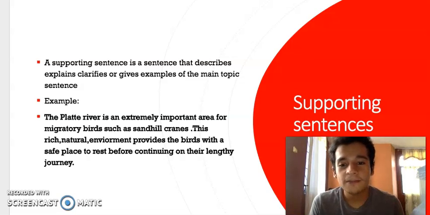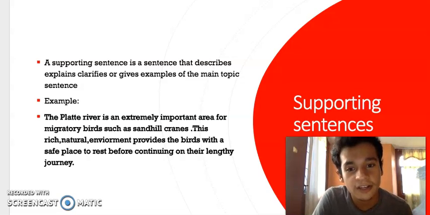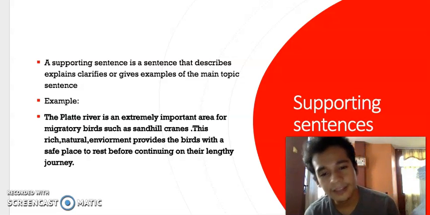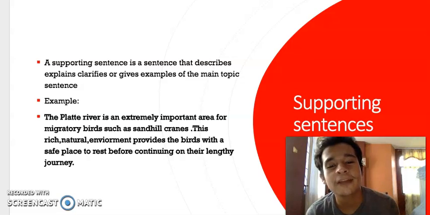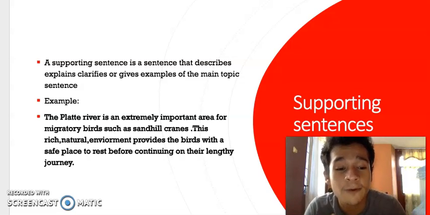We can also tell that the Platte River is an extremely important area for migratory birds such as sandhill cranes is the topic of this sentence or paragraph. And the supporting sentence is, this rich natural environment provides the birds with a safe place to rest before continuing on their lengthy journey. Now, the answer question being used is why. Why? Because the Platte River is an extremely important area so that migratory birds, such as sandhill cranes, can rest in a safe place before continuing on their lengthy journey.